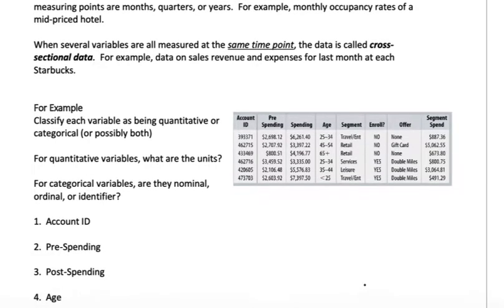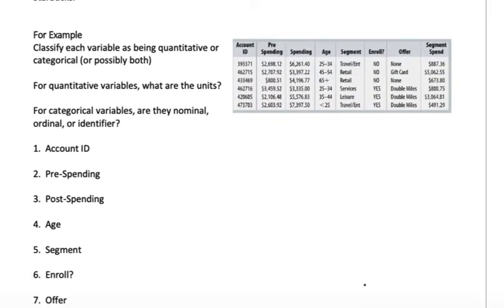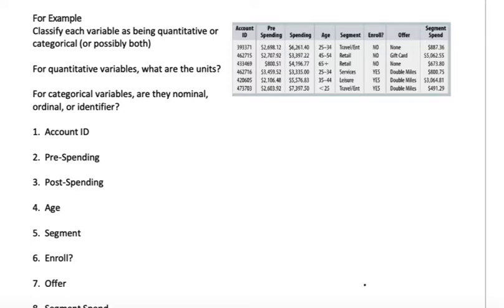So now we're going to classify the chart that we saw earlier from the credit card bank. Quantitative or categorical. If it's quantitative, what are the units? If it's categorical, is it nominal, ordinal, or identifier? Account ID, this is an identifier variable. It identifies the account, so it's categorical, and ID is right in the name, identifier. Pre-spending, that's a dollar amount, it's quantitative. Post-spending is a dollar amount, and it's quantitative.